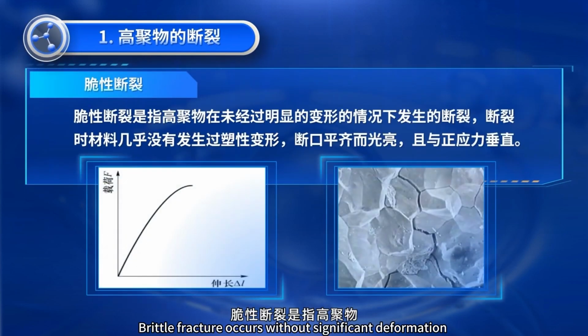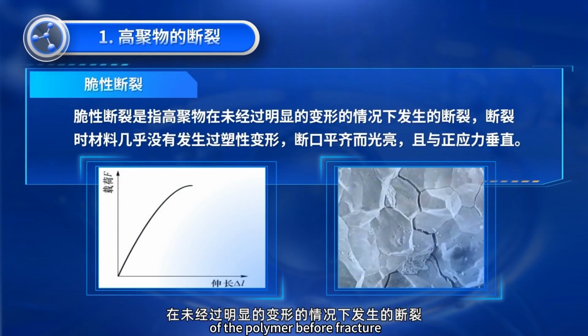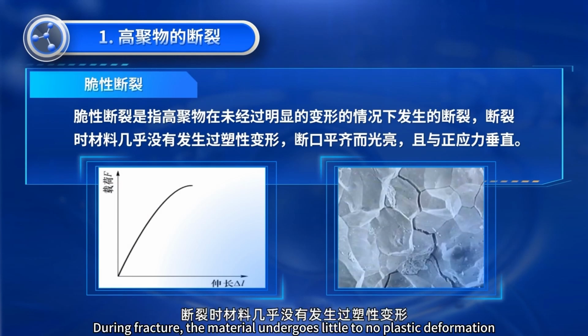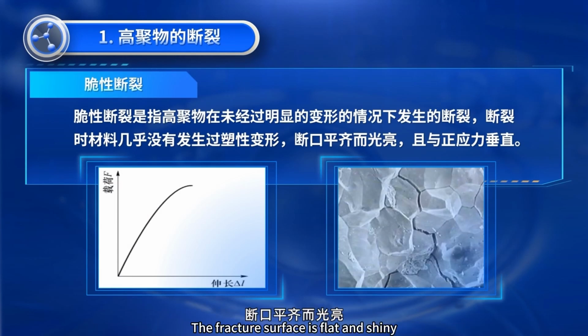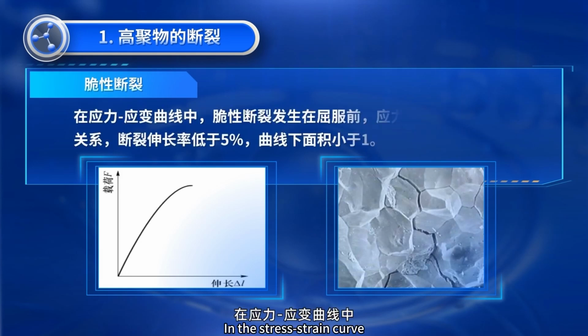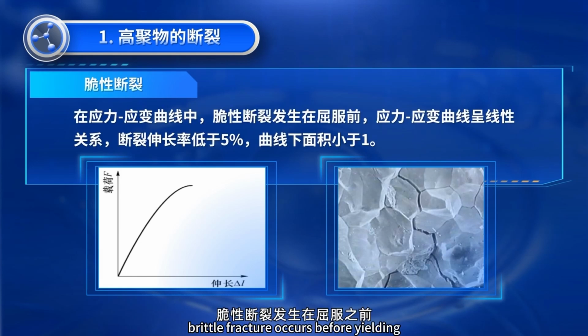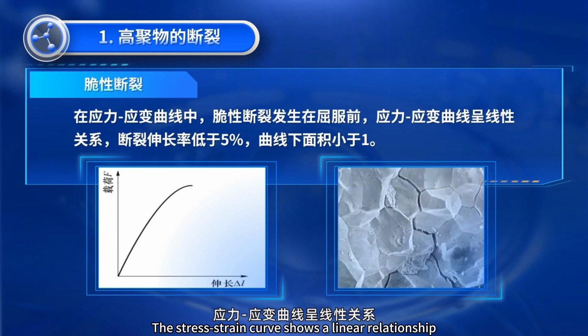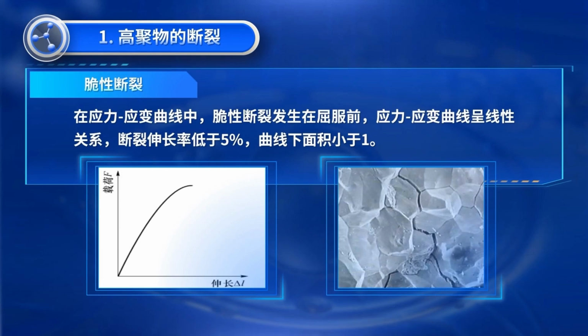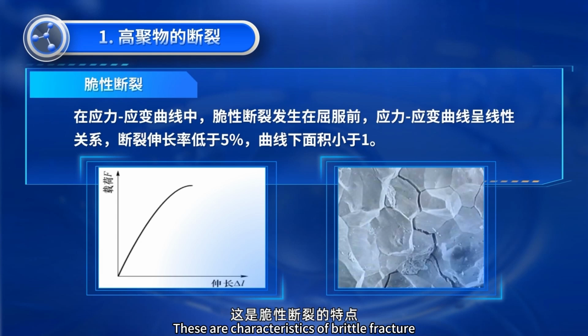Brittle fracture occurs without significant deformation of the polymer before fracture. During fracture, the material undergoes little to no plastic deformation. The fracture surface is flat and shiny. It is also perpendicular to the applied stress. In the stress-strain curve, brittle fracture occurs before yielding. The stress-strain curve shows a linear relationship. The elongation at break is less than 5%. The area under the curve is less than 1. These are characteristics of brittle fracture.